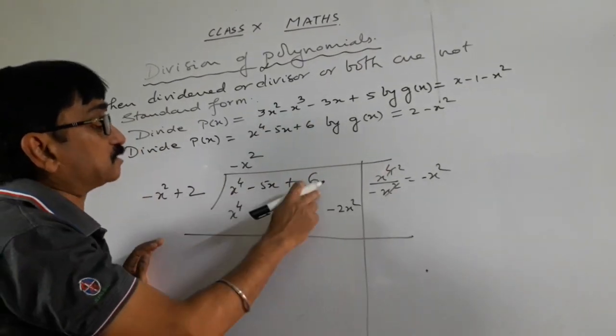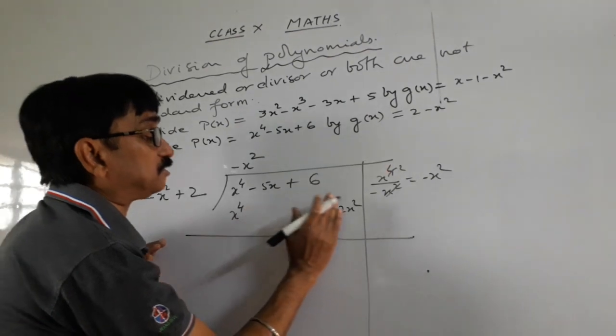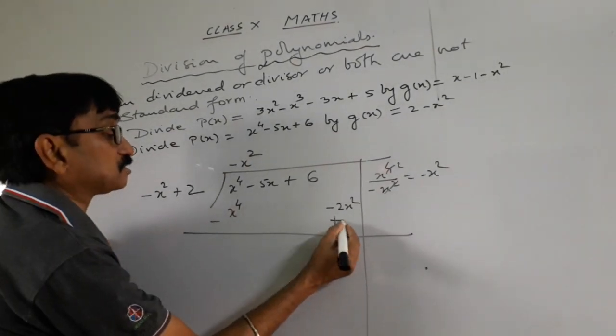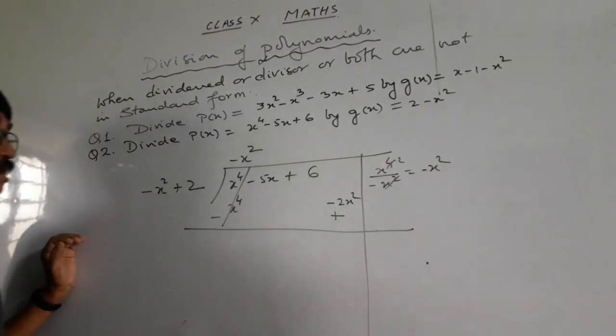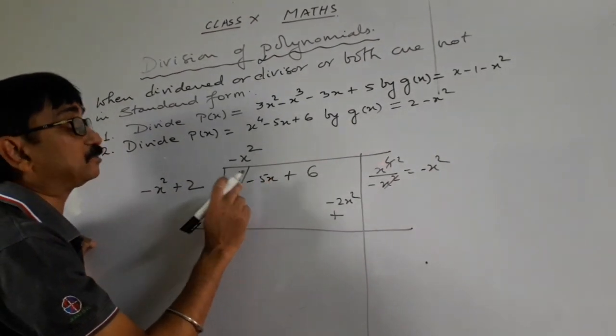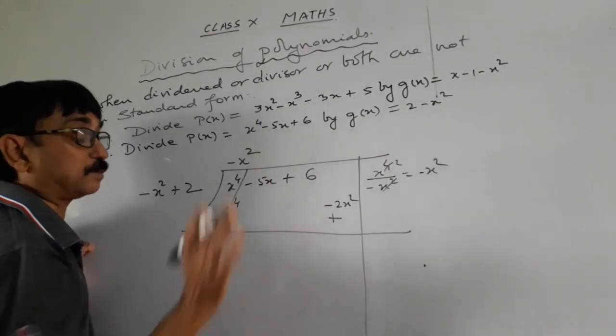There is no x square term, so that's why I have written just at the side of it. So minus, and we change this sign, this cancels out. Now x to power 4, descending degree will be cube. Cube is not there, the cube term is not there.